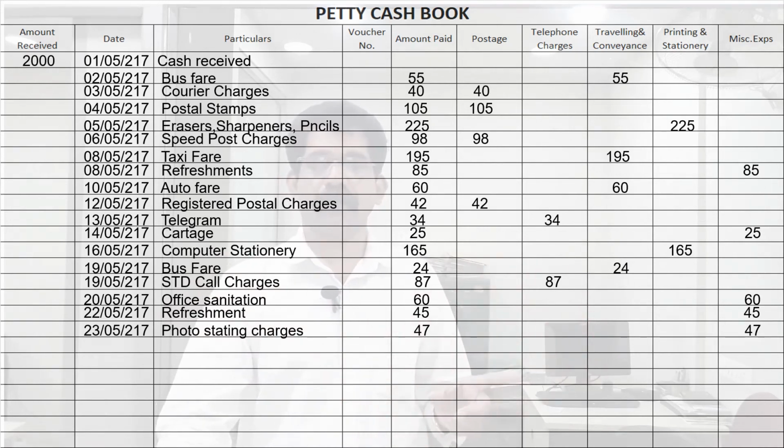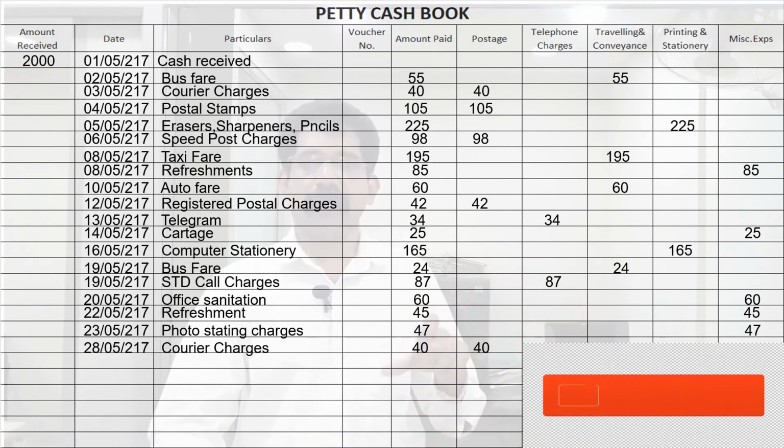Next is courier charges rupees 40. That we can record under postage charges. So 28th May, courier charges. Write down 40 rupees under postage column. Take the total to the total amount paid column rupees 40.